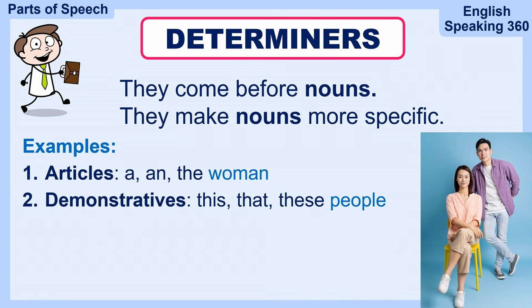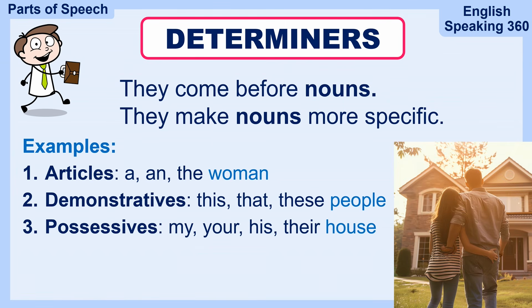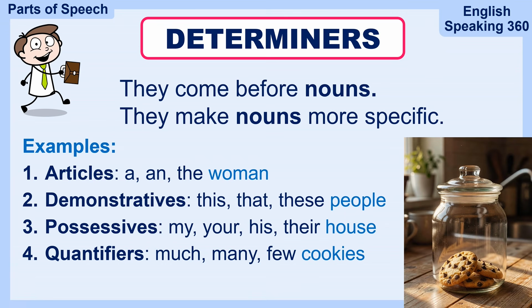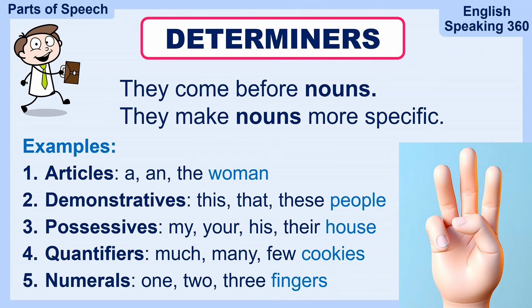Demonstratives: this, that, these, those. So you could say this woman, that man, these people. It kind of points to them. Possessives: my house, your house, his house, their house. They own it. Quantifiers: much, many cookies, few cookies. And finally, numerals are also determiners. One, two, three fingers. So numbers can also make nouns more specific.